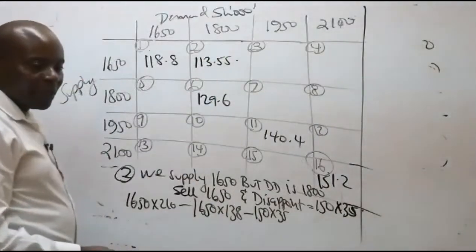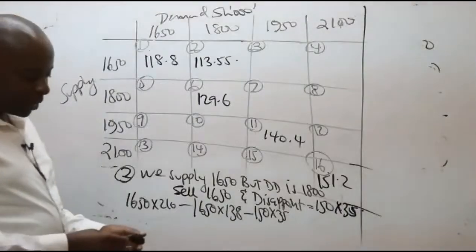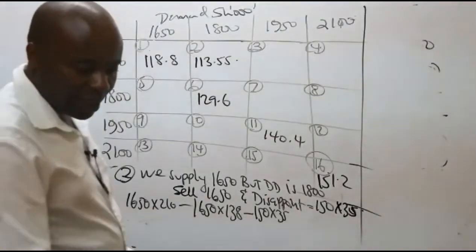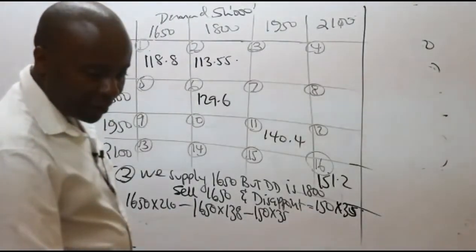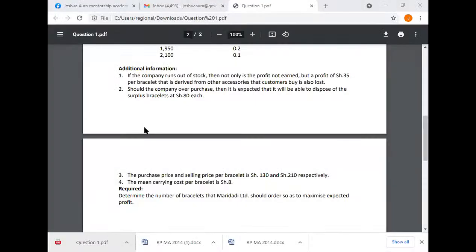Now, ladies and gentlemen, could we kindly go to number 3? What about 80? Let me see the 80. The 80 will not apply in this regard. The 80 applies when the demand is less, when you have an oversupply. We are told in number 2, should the company overpurchase, then it is expected that we'll be able to dispose of the surplus bracelets at 80.